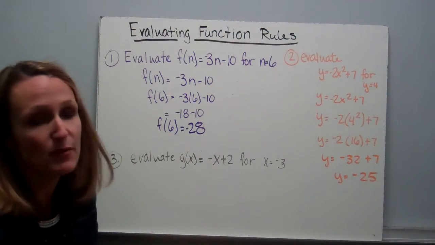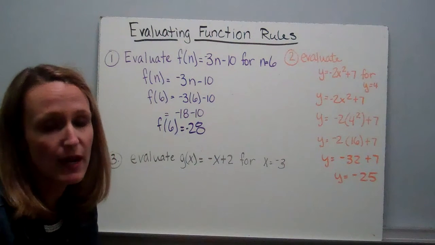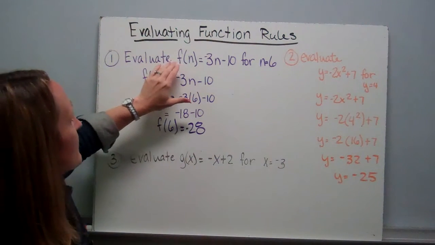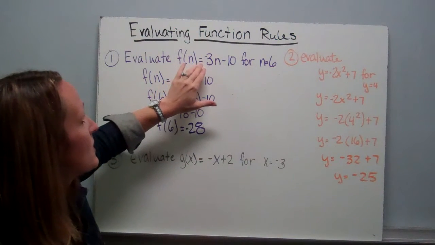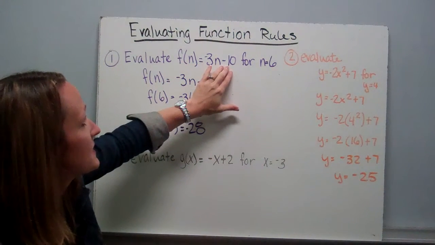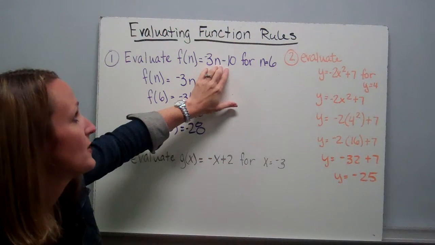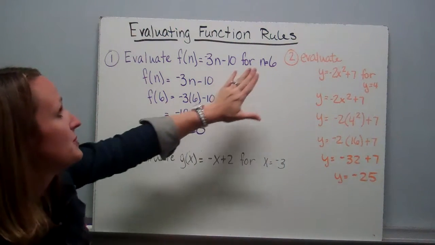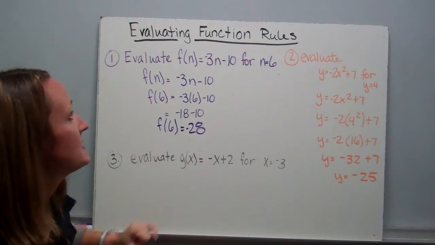Alright, so let's evaluate some function rules. This goes back to input, output. Your x is your input, your y is your output. So here we're saying evaluate f of n for negative 3n minus 6, or f of n equals negative 3n minus 6, where n equals 6. So what I'm saying is I'm going to plug in a 6 wherever I see an n.